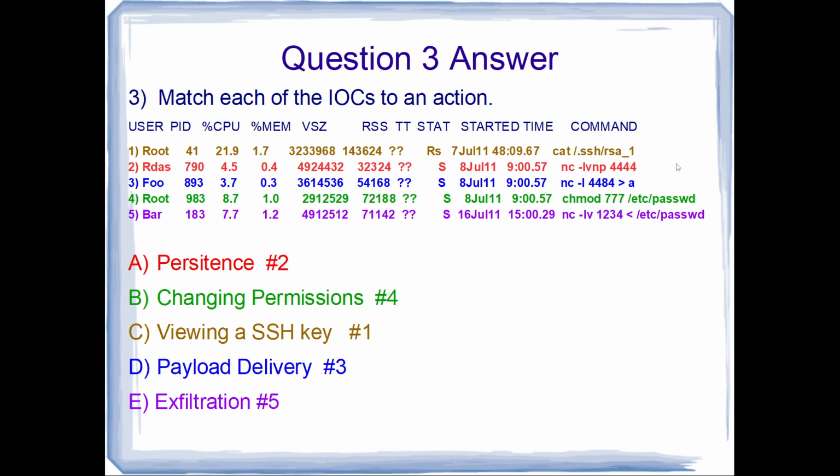That would give us persistence because we could connect to this netcat listener and possibly make it do things for us because we have a connection to that computer. We have netcat listen on port 4484 with the output directed towards A. So that would be delivering a payload. And netcat -lv 1234. And as soon as we get a connection on this, we are going to upload the etc password file.